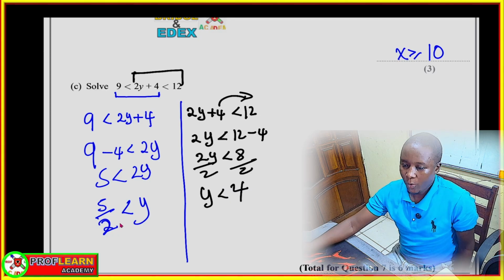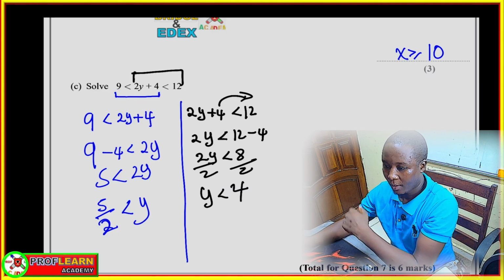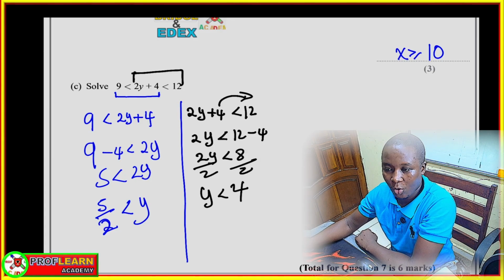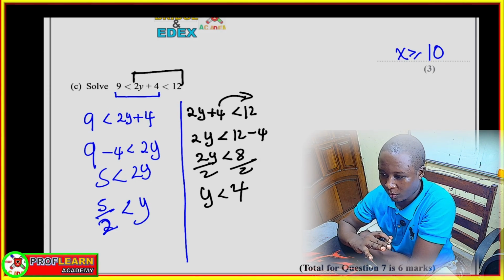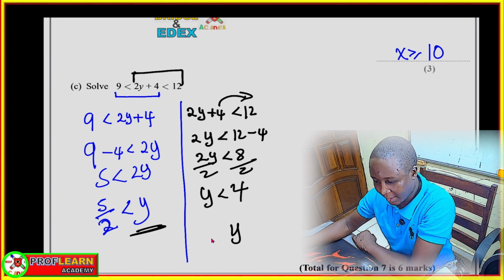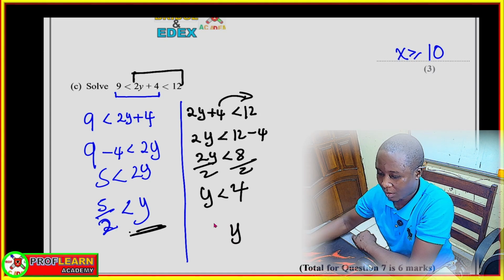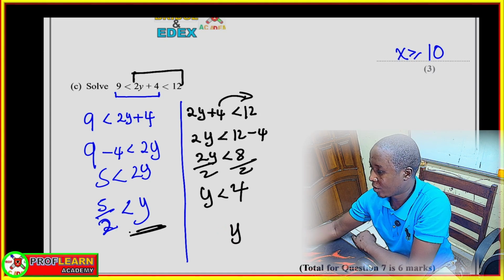So now we have two inequalities. So we have to see how we combine these. How do we combine once we have gotten this? We are going to say y at the middle. Then you shall say this y is basically greater than 5/2.